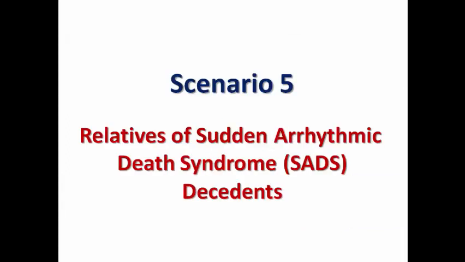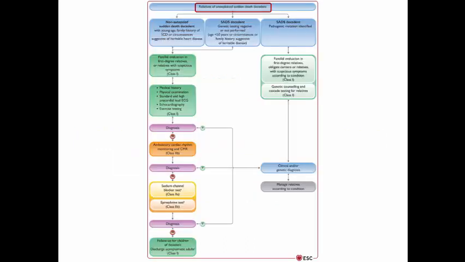Let's now see how to deal in detail with the relatives of sudden arrhythmic death decedents. We have three possibilities here. Either the decedent was not autopsied, but there are clinical features suggestive of heritable disease, like young age, family history of sudden cardiac death if it was not the first time, or circumstances suggestive of heritable disease.